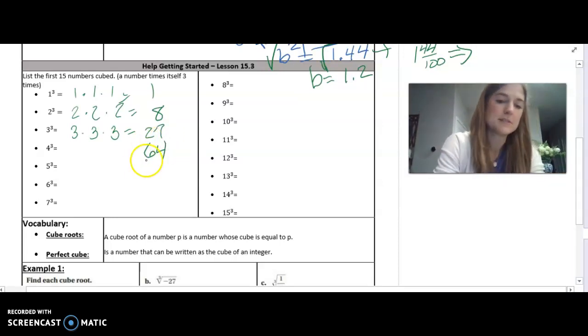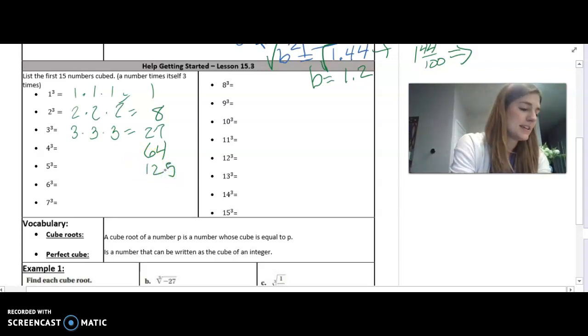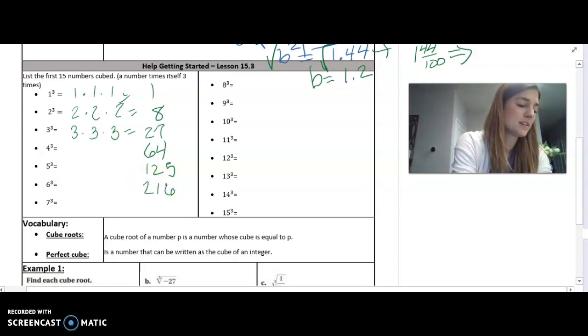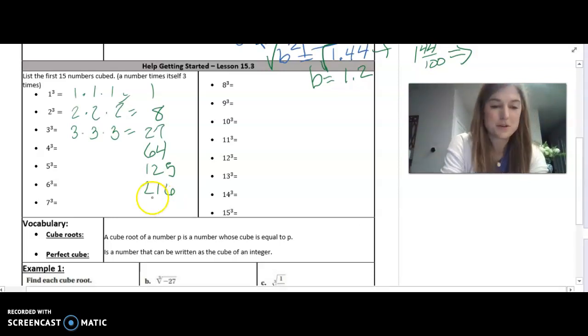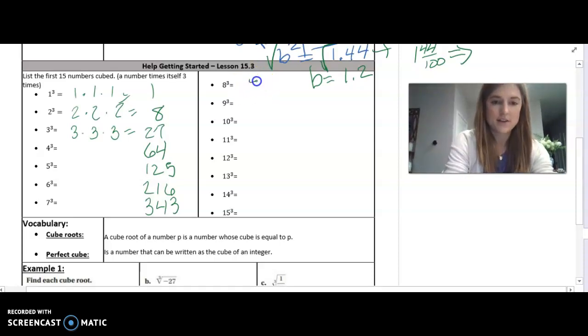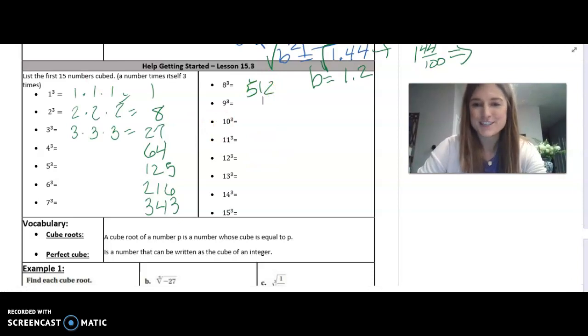5 times 5 times 5. I know that one. That's 125. 6 times 6 times 6. That one, it's 216. And now these are the ones that are starting to get a little less familiar, because we start getting higher up there. So 8 times 8 times 8, 512. Awesome. What I want you to do is finish this out.